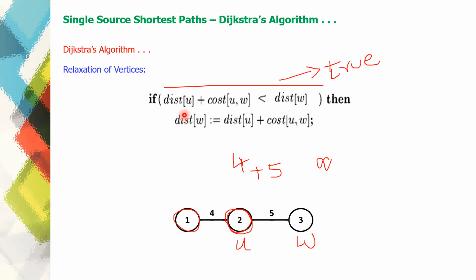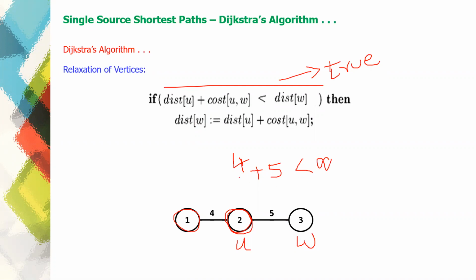So distance of vertex 2 plus the cost of the edge between node U and W, these two you have to add. So I have added 4 plus 5 and the result is 9. Now I have to check, is 4 plus 5 less than infinity? Yes.